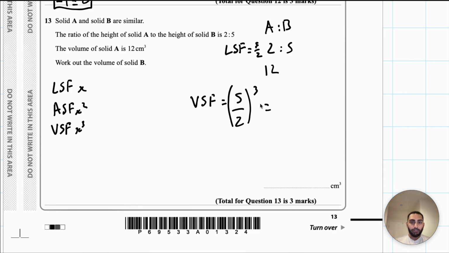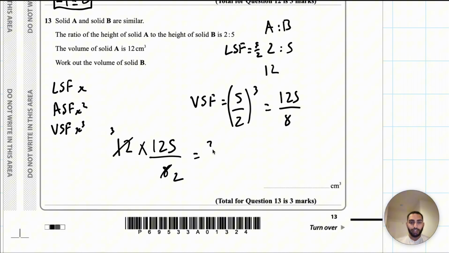5 times 5 times 5 is 125, and 2 cubed is 8. That means from this volume of 12, I need to multiply by 125 over 8 to get this value here. So I'm doing 12 times 125 over 8. I can do cross-cancelling here, so I can see both of these divide by 4. So that would become 3, and that would become 2. And 3 times 125 is 375. And there's an invisible 1 there. 1 times 2 is just 2. So it's 375 over 2.